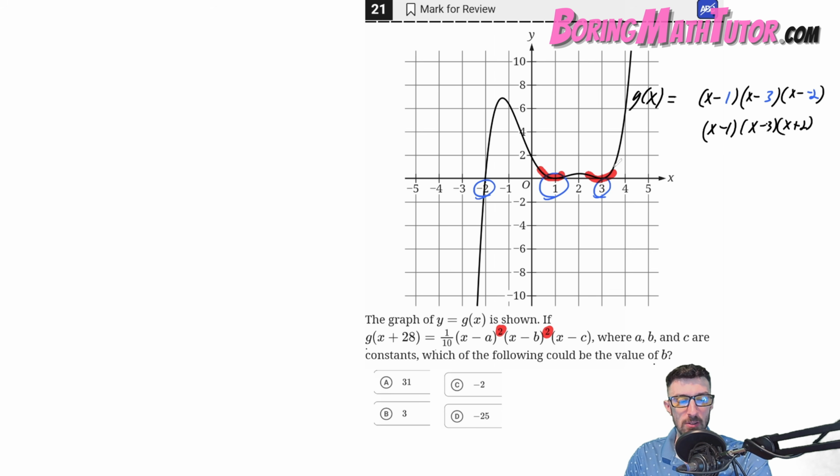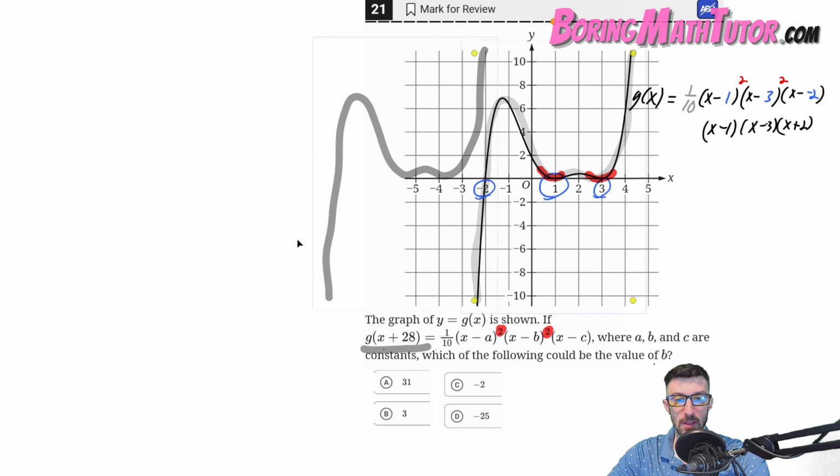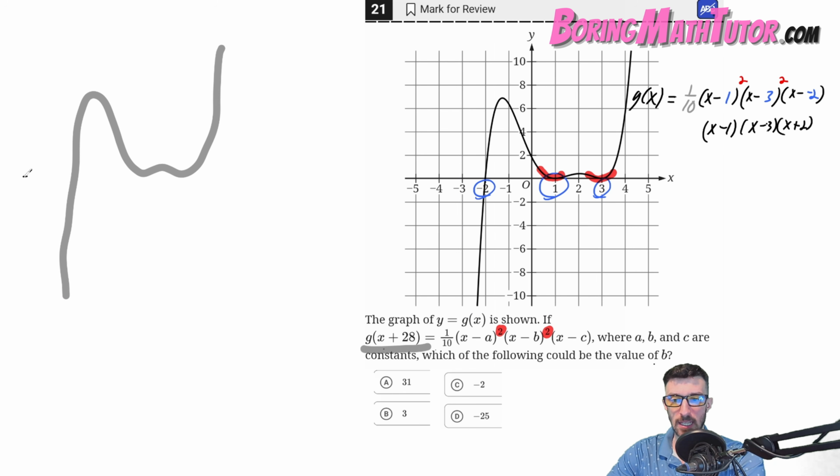And you get squares on the ones that are bouncing. So that's going to happen for the 1 and the 3. And then because this one's just moving to the left by 28, the number in the front here is actually not going to change. The only thing that is going to change when I'm going to the left or to the right is going to be x values. But if I were to draw what g of x plus 28 would look like, well, it would literally be the exact same shape. It would just need to be moved to the left 28 units.